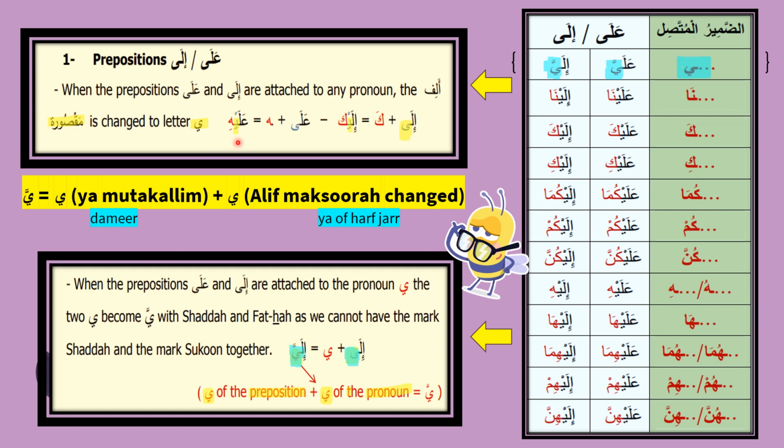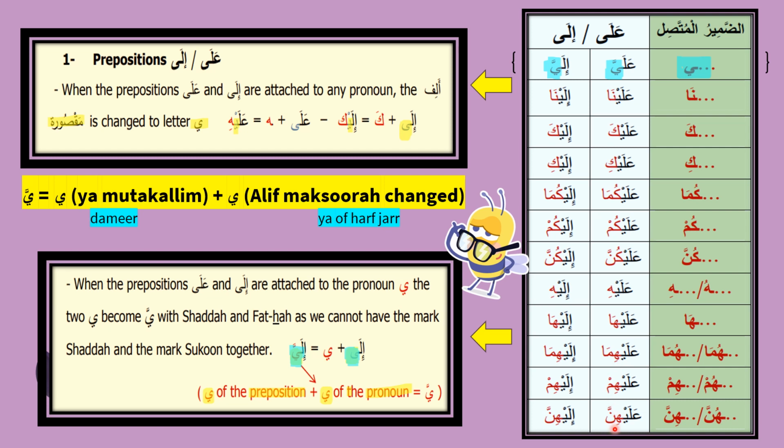So it will become alayhi. And remember, this is not a long vowel. Why? Because you can see the visible sukoon above the ya. And you remember that the long vowels alif, waw and ya don't carry any haraka over them. So this becomes alayhi, or you can say alayha, and you can say alayhima, or alayhim, or alayhinna. So as you can see here: alayhi, alayhima, alayhim, and alayhinna.